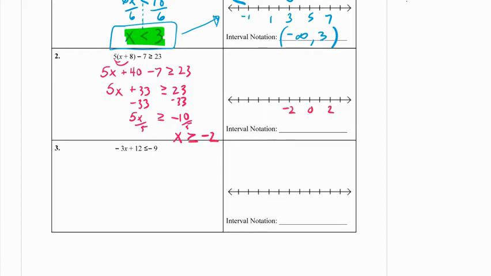-2, 0, 2, 4, -6. We would like a closed circle above -2 since we have the equals, and then we want to choose the x values that are greater than -2. Starting at -2, going towards infinity, that's our interval notation.